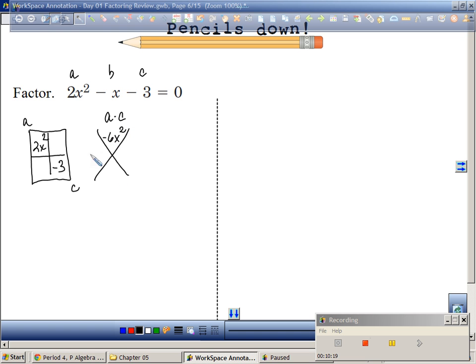Students that do the X part first tend to put -6x squared in this box. It's a common error. So that's why I do it in reverse. I fill in the box first, then I use the X to find C and B. Okay, I want my basement. My basement's -x. So what times what? When I add, I get -x, but when I multiply, I get -6x squared.